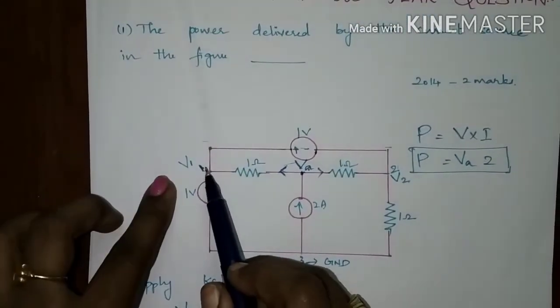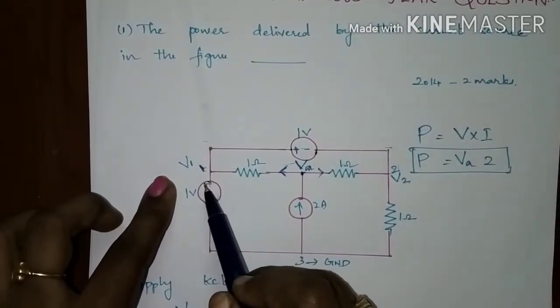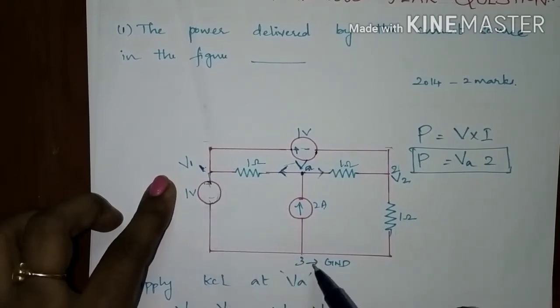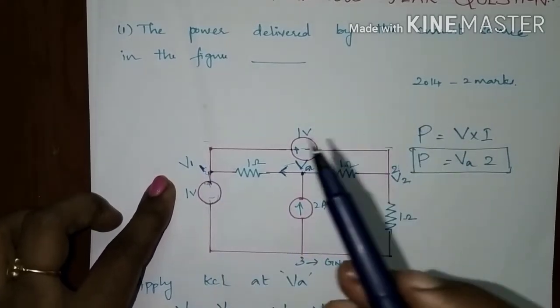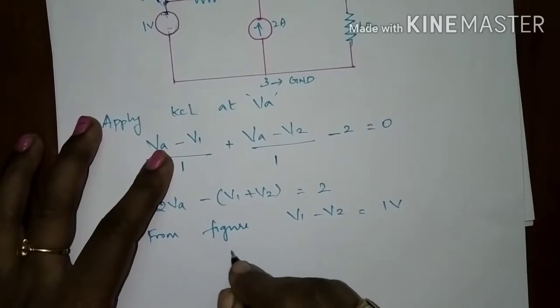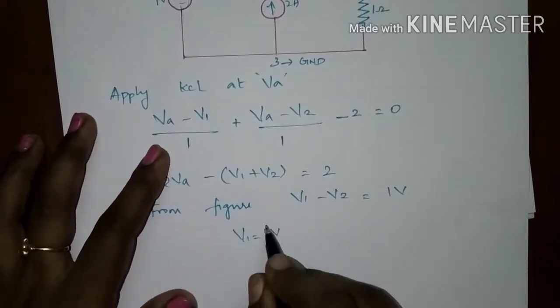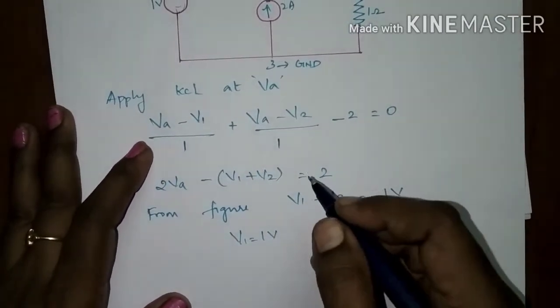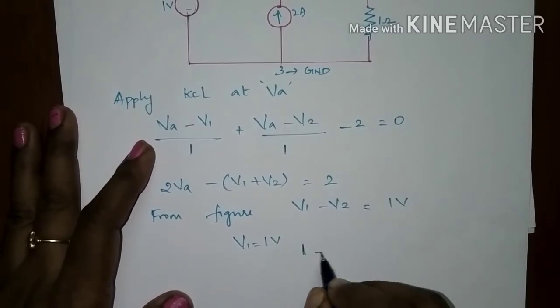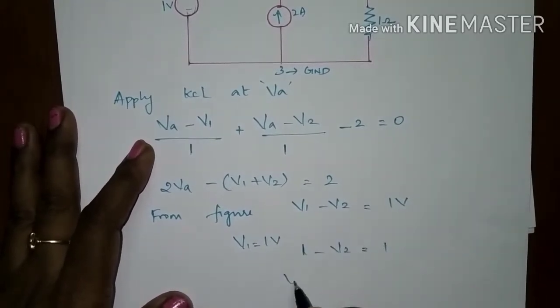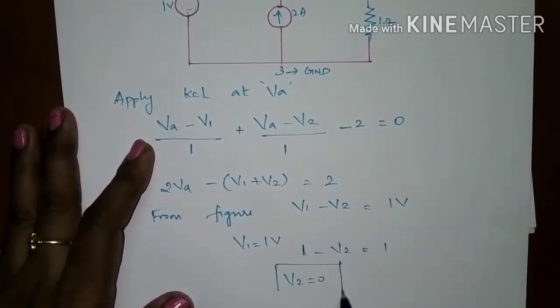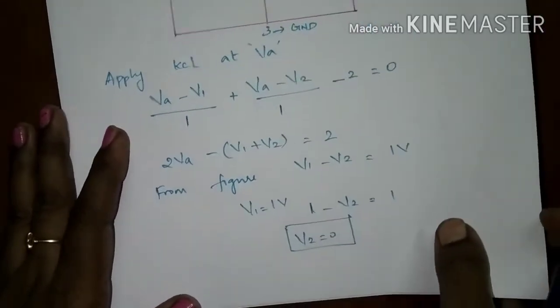And this V1 is connected to the potential of 1 volt, right? Positive of 1 volt and negative is grounded. So, V1 potential is 1 volt as per the figure. So, V1 is equal to 1 volt. You substitute this V1 in this equation. V1 is equal to 1, so V1 minus V2 is equal to 1, your V2 would be equal to 0.